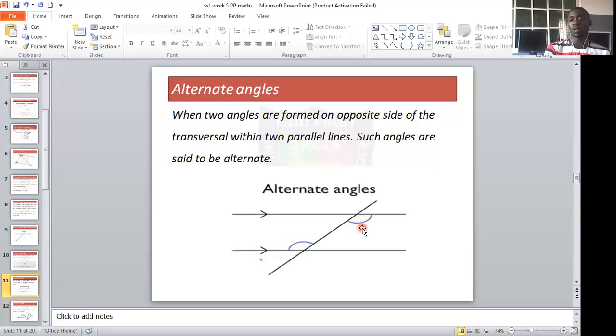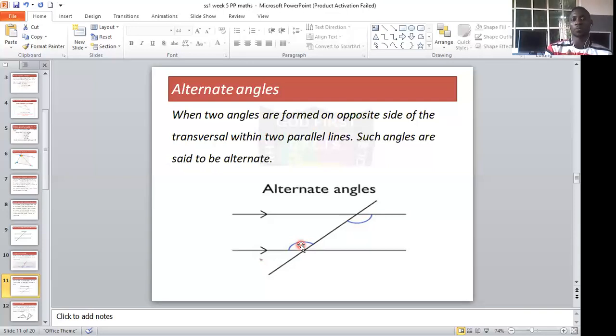alternate angles. Unlike the corresponding angles, if you are looking for a corresponding angle, this angle will be equal to this angle here. But alternate angles are opposite, they are alternate to one another. So this angle here labelled A is equal to this angle here labelled A. So these are the two types of angles formed when a transversal line cuts through two parallel lines.